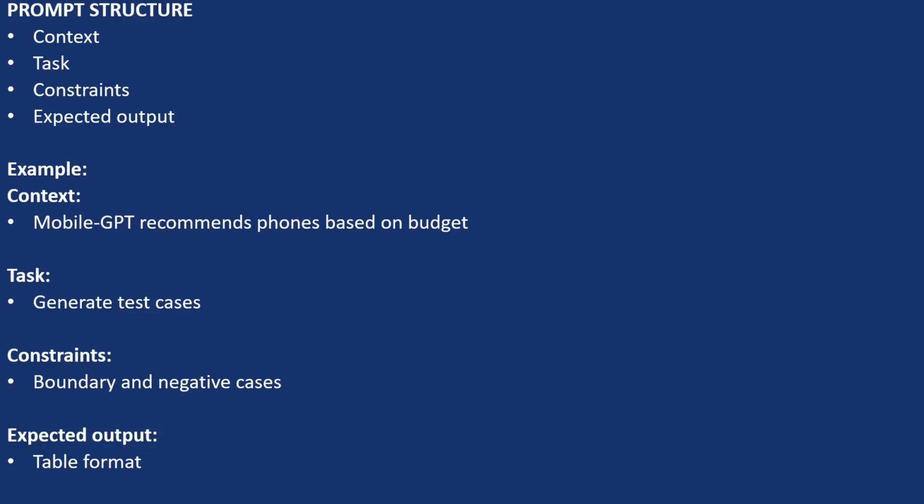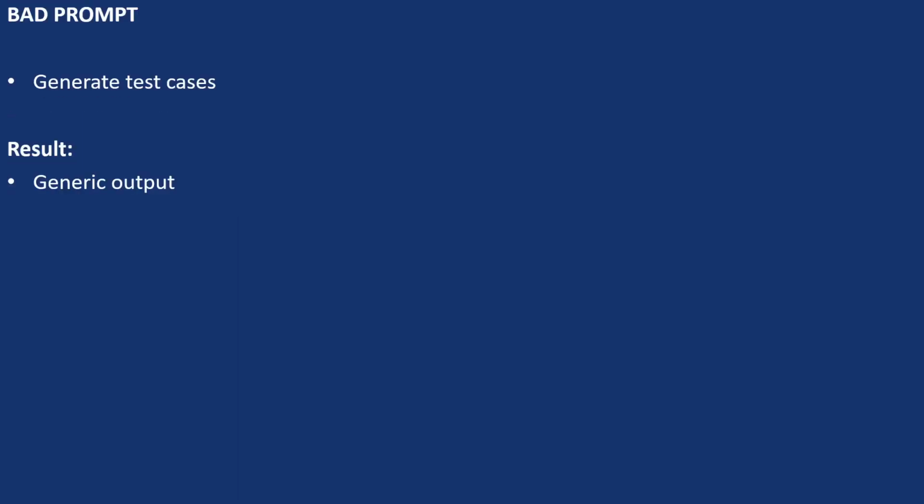Second is the task, like if I say generate test cases. Third one is constraints, like include boundary and negative cases. And the fourth one is expected output, which basically provides the results in a table. So when you combine all four parts, the AI knows exactly what you want, with no confusion, with no generic output, just powerful results.